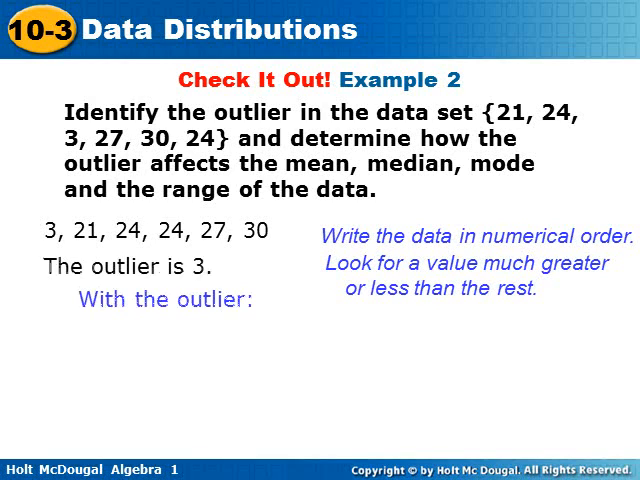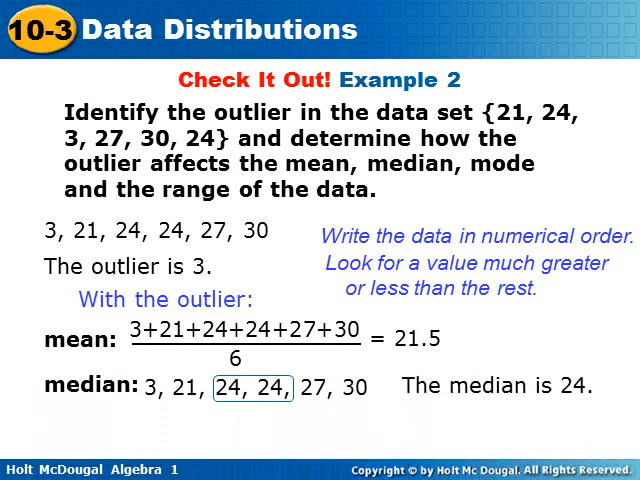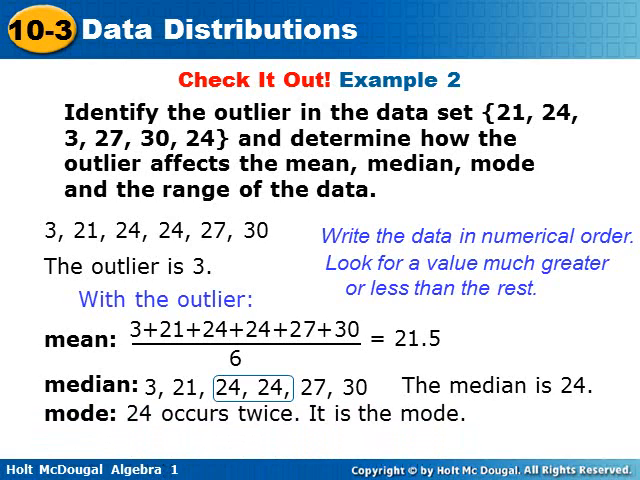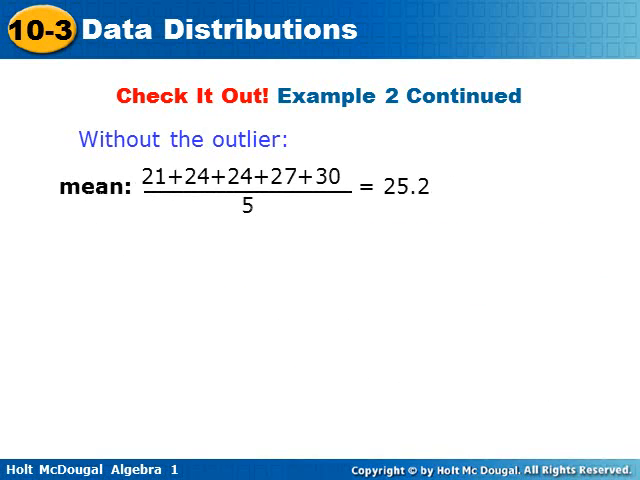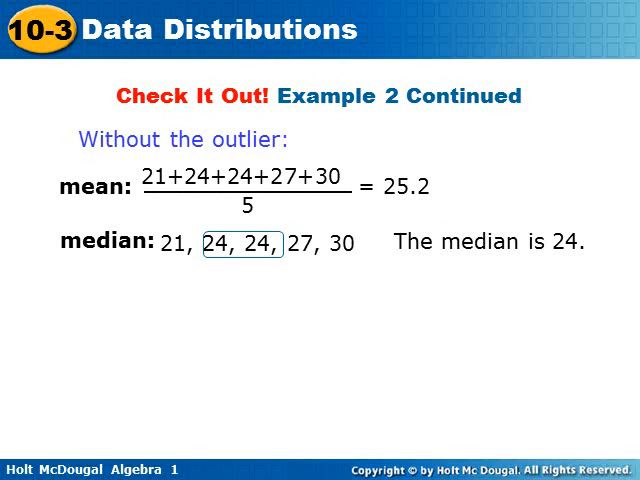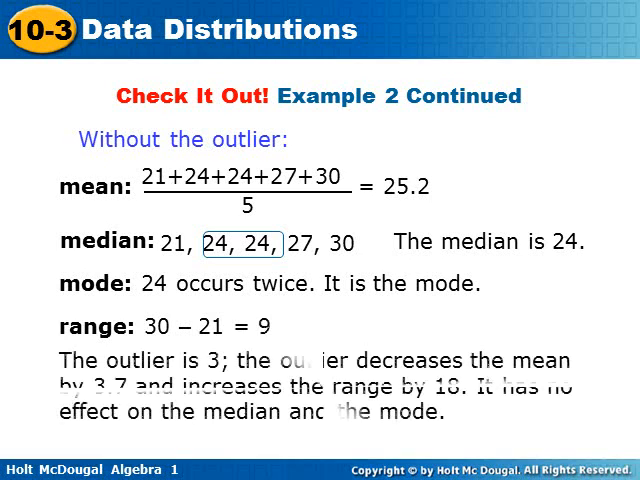The outlier is 3. With the outlier, the mean is 21.5. The median is 24, the mode is 24, and the range is 27. Without the outlier, the mean is 25.2, the median is 24, the mode is 24, the range is 9. The outlier is 3. The outlier decreases the mean by 3.7 and increases the range by 18. It has no effect on the median and the mode.